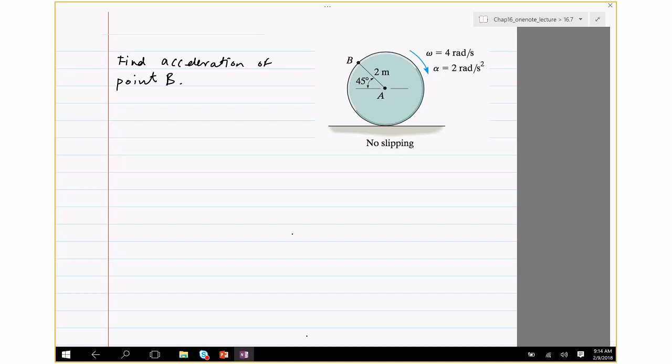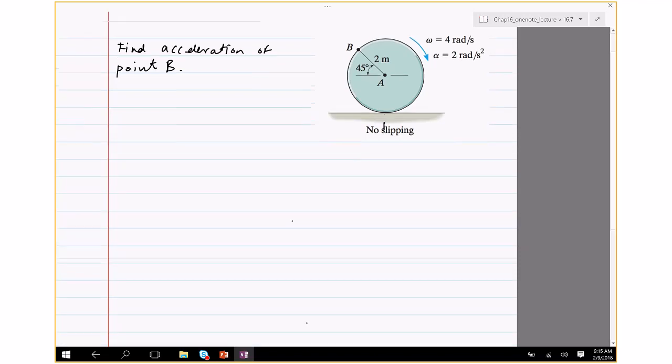So when you see a problem of this sort, when a disk is not slipping, or even for that matter slipping, the key is to first find the velocity and acceleration of point A. And once you find the acceleration and velocity of point A, you can find the acceleration and velocity of point B. So you start off, let's call this point C. No slipping implies velocity of C is 0. Sorry, you cannot say acceleration of C is 0. You can only say the velocity is 0.